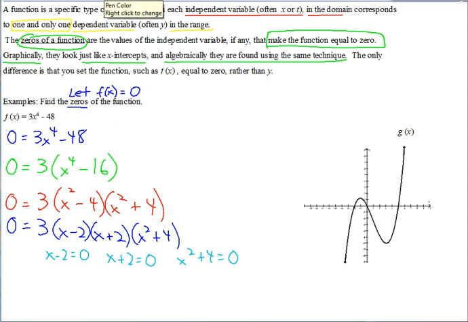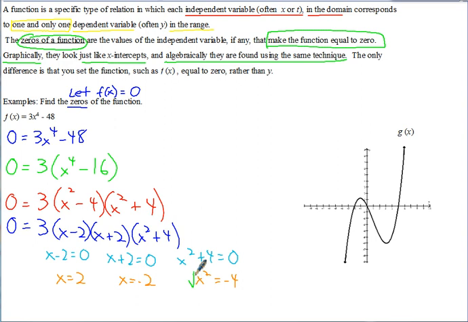So when you add the 2 here, you get x equals 2. Subtract the 2 here, you get x equals negative 2. And on this one, if you try to solve it algebraically, it doesn't factor, so you can subtract the 4. But notice what your next step would be to take the square root of both sides, right? Get rid of that square.